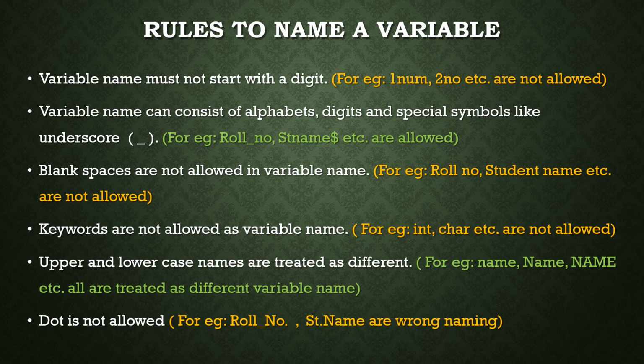Last rule is that dot is not allowed. In the C++ programming language, dot is treated as an operator. So dot is not allowed in a variable name, like roll_no.dot. You cannot give this as a variable name. st.name. These variable names will give you an error. So try to avoid dot in your variable name. So you follow these rules when you give the variable name in a program.